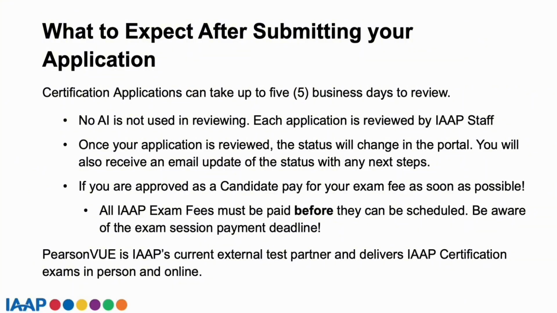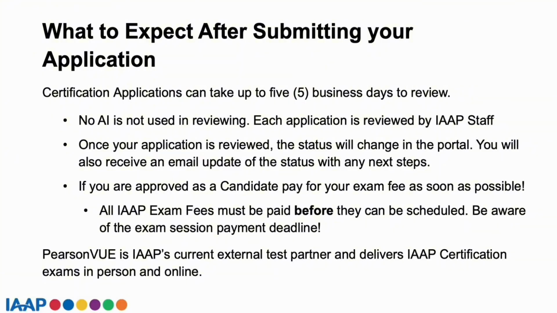If you were not approved as a candidate, your application status email will include the reason for the decision and instructions on how to appeal if you choose. Reminder: your application must be approved and paid for before you can schedule your exam with Pearson VUE, IAAP's external testing partner. For more information on the application process, scheduling, accommodations, and exam rules, visit the IAAP application webpage or pages 25 to 34 of the IAAP Certification Policy Guide.